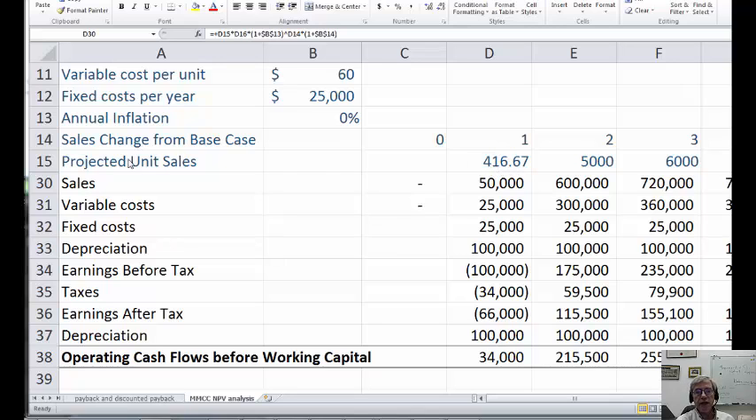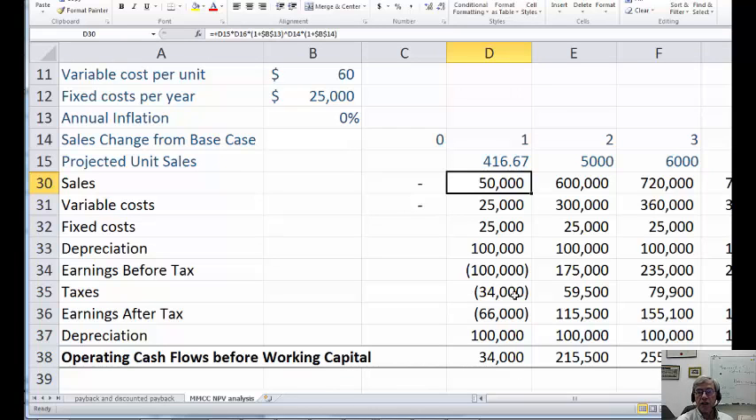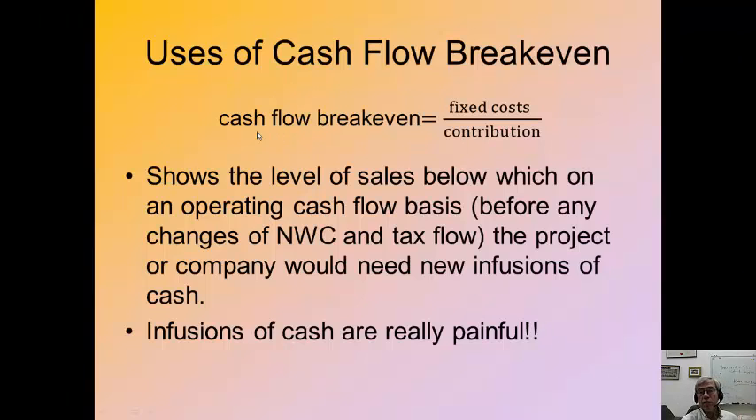Plugging the 416.67 units into the projected unit sales, we can see that earnings before tax is exactly equal to depreciation, which would give us, in the absence of taxation, an operating cash flow break-even of 0. But thanks to the depreciation tax shield, we show an operating cash flow before working capital of $34,000. This is, of course, assuming that the government is happy to give us a cash rebate, or that someplace else in the firm we have the capacity to use those tax losses. So in the case of cash flow break-even, what started out as a complicated formula became something very simple. Cash flow break-even is simply equal to fixed costs divided by contribution. This shows the level of sales below which, on an operating cash flow basis before any changes in net working capital and tax flows, the project or the company would need new infusions of cash.